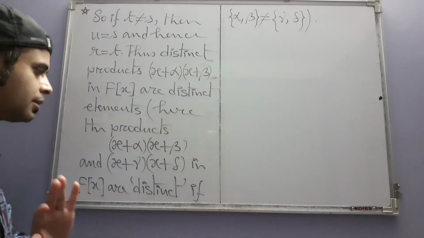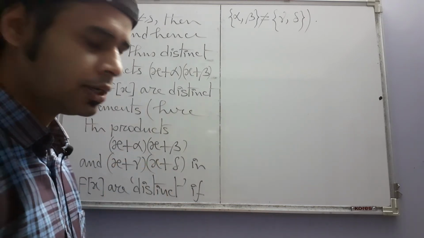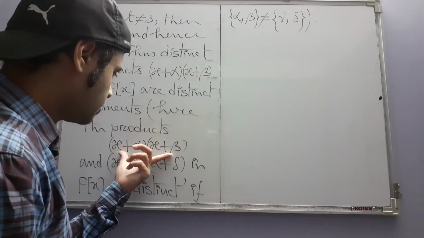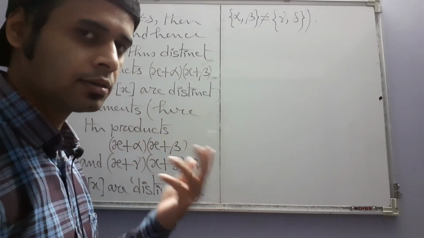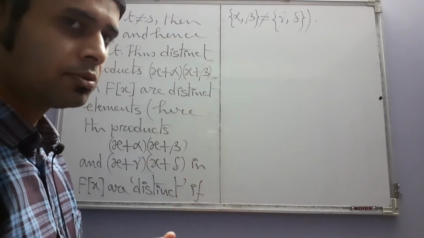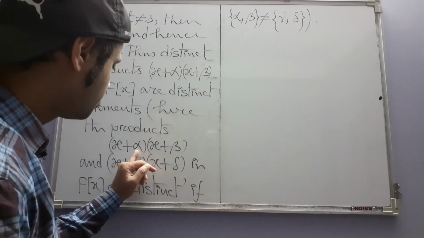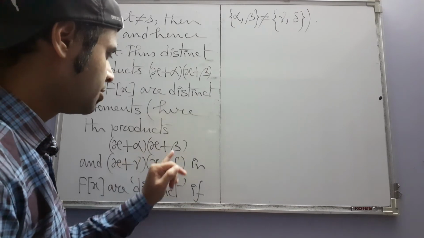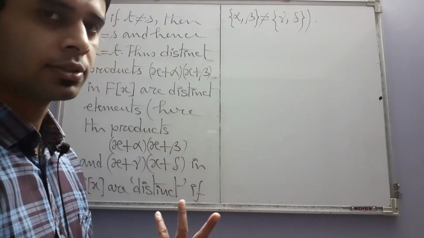Okay, so now we are sure we can just simply count the number of such products, and hence the number of quadratic monic reducible polynomials over F, simply by looking at how many ways we can choose alpha and beta, that's just it.